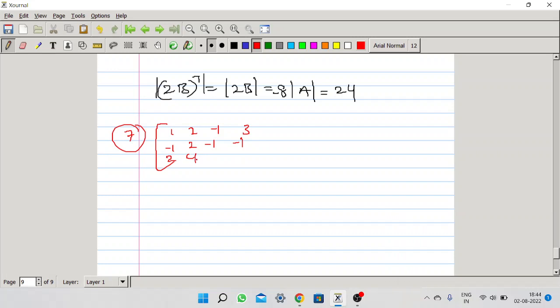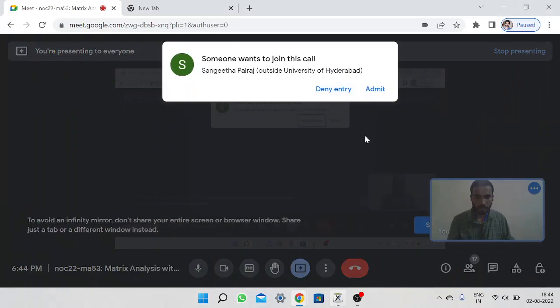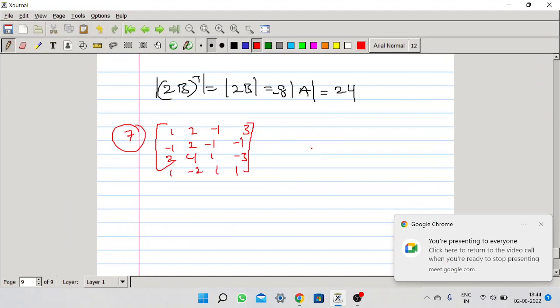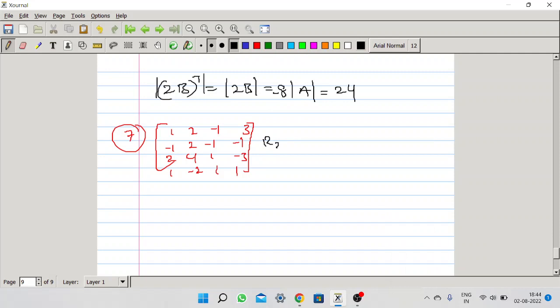2, 4, 1, minus 3, 1, minus 2, 1, 1, 1, minus 2, 1, 1. If you observe the matrix, we can simply say the rank of this matrix cannot be 4, because if you observe the row 2 and row 4, this R2 and R4, those two rows just differ by sign.